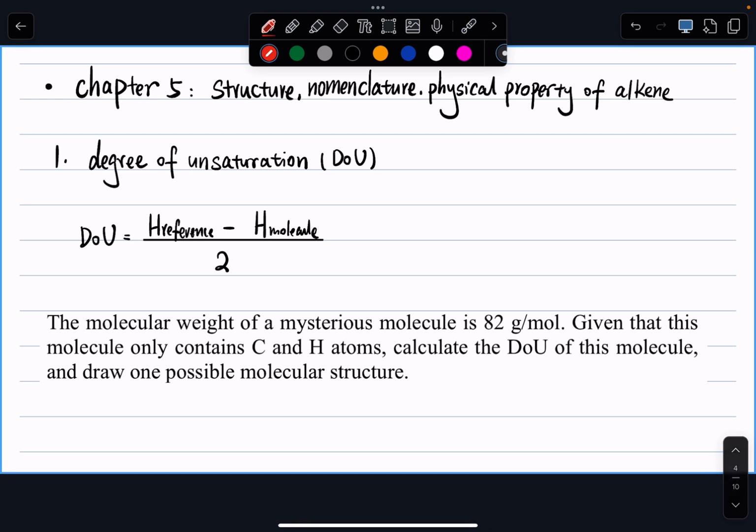Chapter 5 is a very short chapter, basically just talking about the overall structure, nomenclature, and physical properties of alkenes. So in this chapter, we start by talking about degree of unsaturation. That's defined as H reference minus H molecule. So H reference is the number of hydrogens in a molecule if everything is saturated. So that is 2n plus 2, where n is your number of carbons. And then minus H molecule.